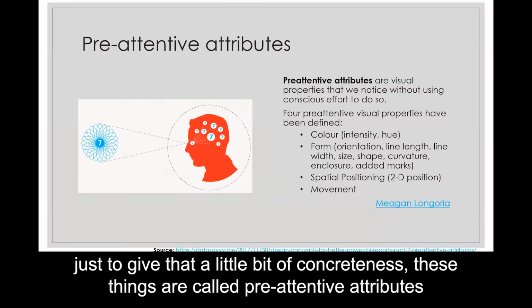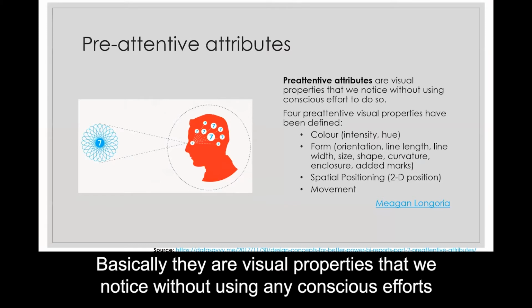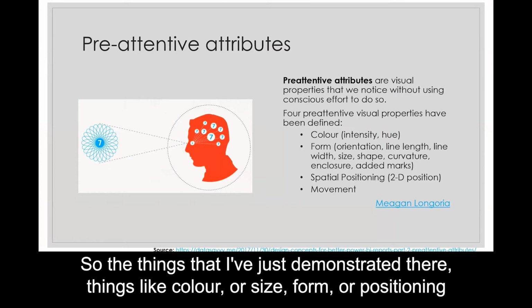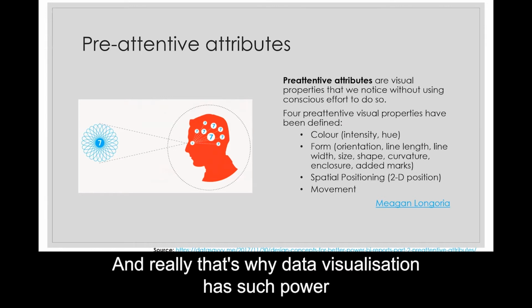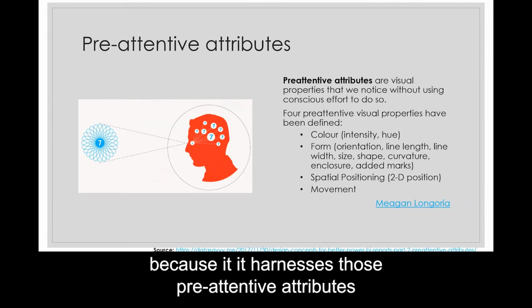And just to give that a little bit of concreteness, these things are called pre-attentive attributes. And basically, they are visual properties that we notice without using any conscious effort. So the things that I've just demonstrated there, things like color or size, form, or positioning, or even movement, these are things that our brains process without us being conscious of that processing. And really, that's why data visualization has such power, because it harnesses those pre-attentive attributes. It makes the most of those pre-attentive attributes.